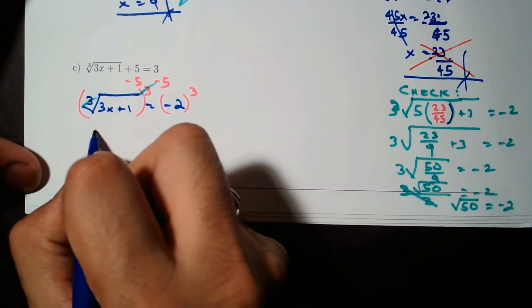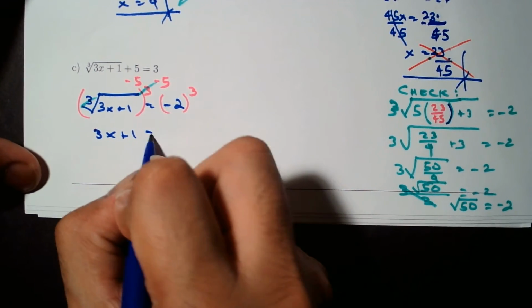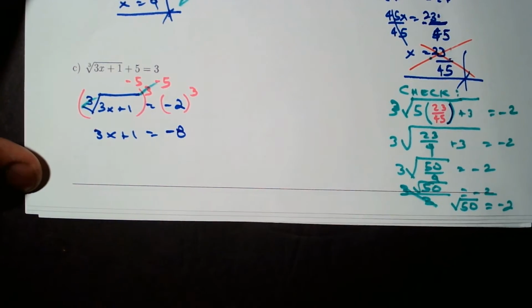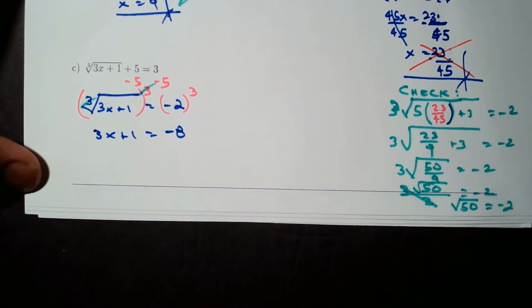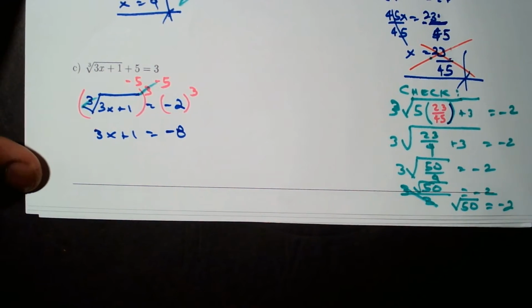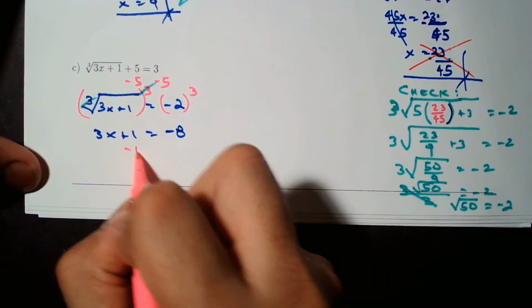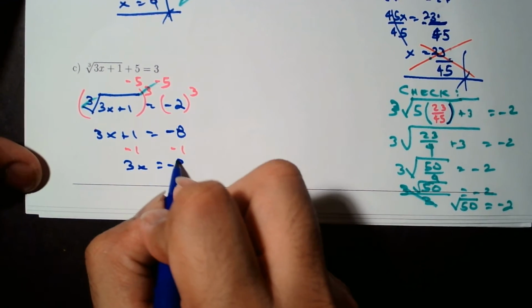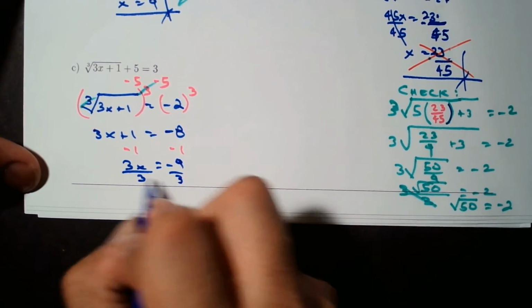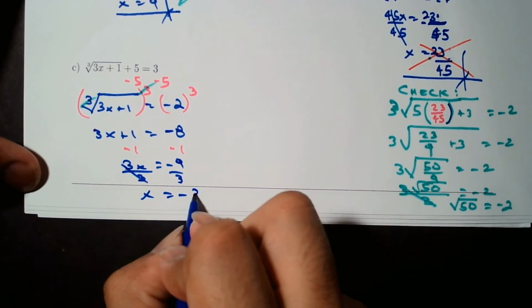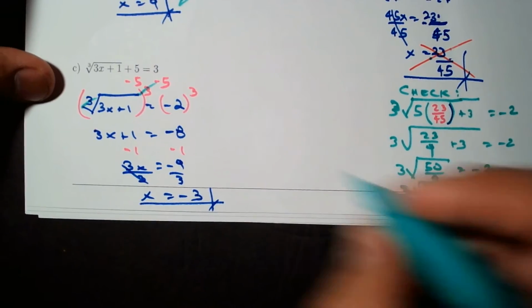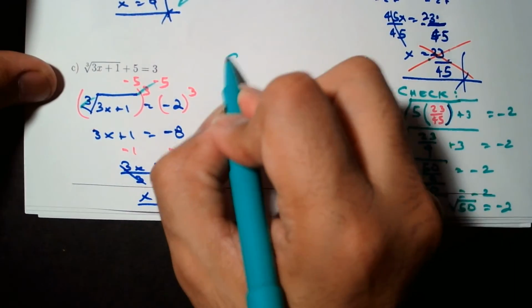So 3x plus 1 equals negative 2 cubed, that's negative 8. Be careful with the odd powers. Then subtract 1 from both sides, giving us negative 9. 3x equals negative 9. Divide both sides by 3, and x equals negative 3. Well, let's find out if that is a legitimate solution. So let's check.